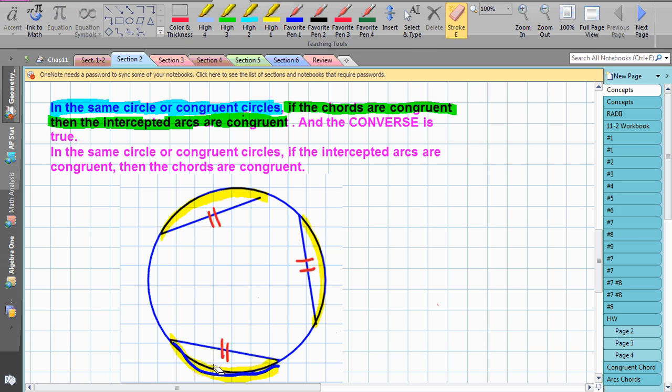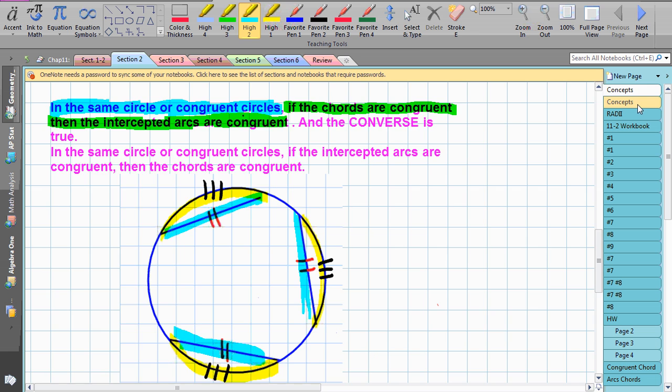What's the converse saying? Well, the converse says, look, this chord, that arc is congruent to that arc, which is congruent to that arc, then what else happens? Then the chords have to be the same. The converse is like the opposite. It's going in both directions. If the chords are the same, the arcs are the same. And if the arcs are the same, the chords are the same.